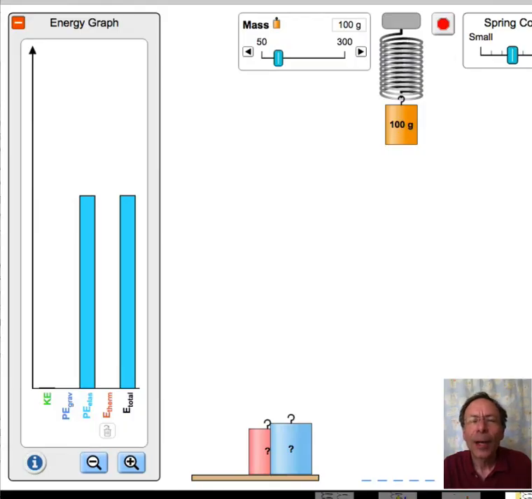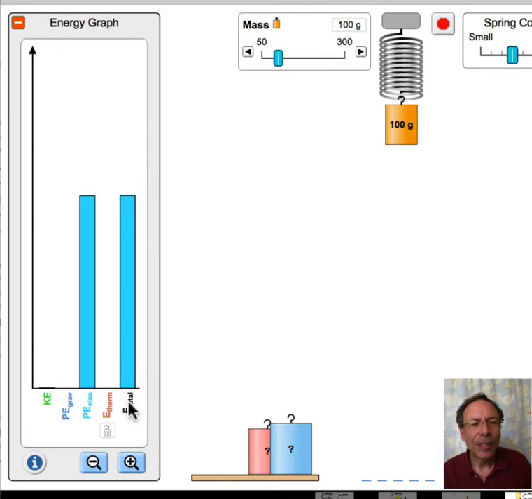Okay, so I have here one of the PhET simulations to illustrate what I'm talking about. When I started up the simulation, the spring was relaxed and it was here. And then I pushed the spring up to here, and now the 100-gram mass is being held by this compressed spring. And let's take a look at the energy graph over here.